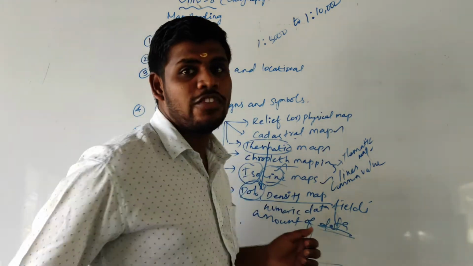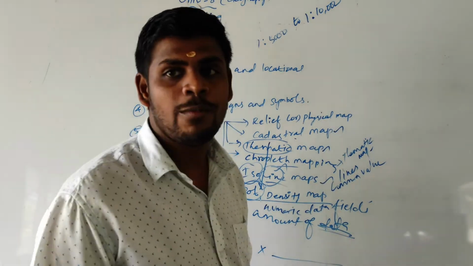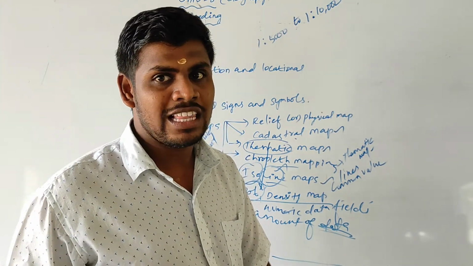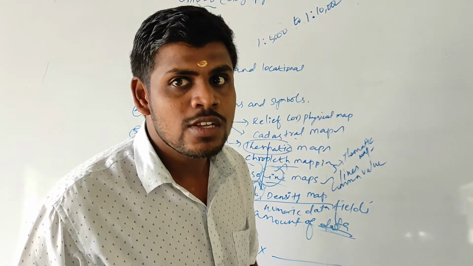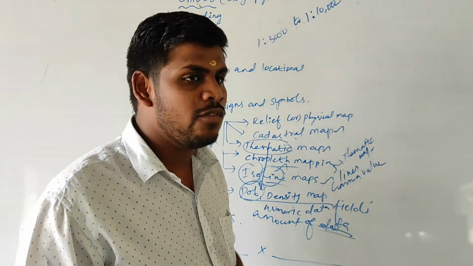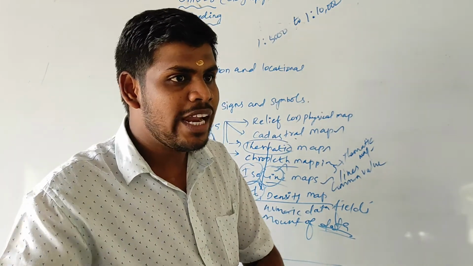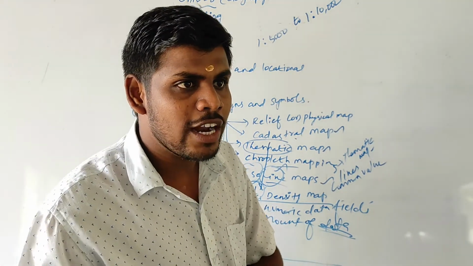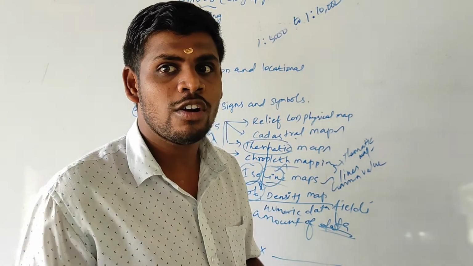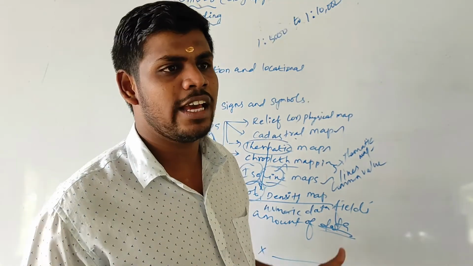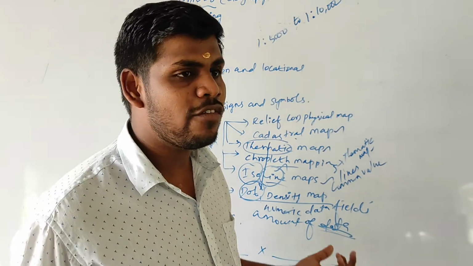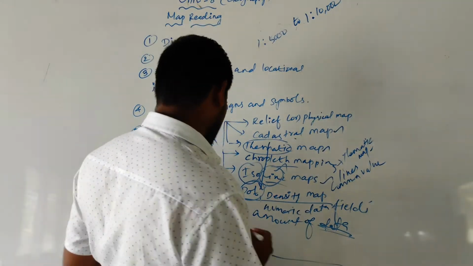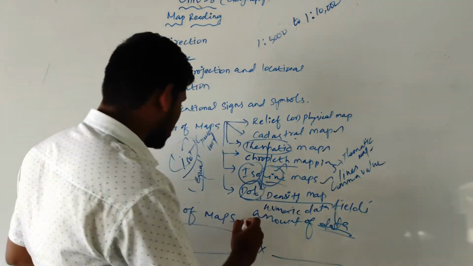Data means a collection of information. In Tamil we say density means adarthi. So density is equal to what? Mass by volume. Areas with many dots indicate a higher concentration of values for the chosen field, and areas with fewer dots indicate lower concentration.